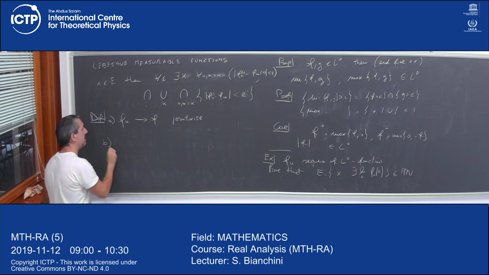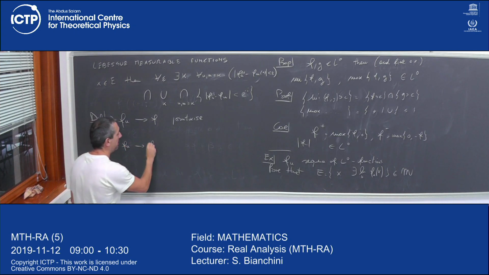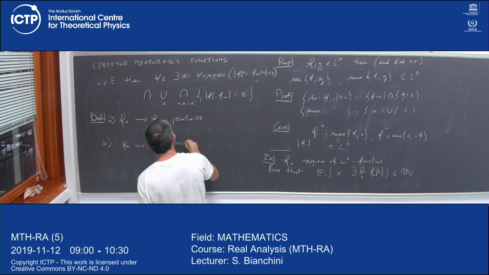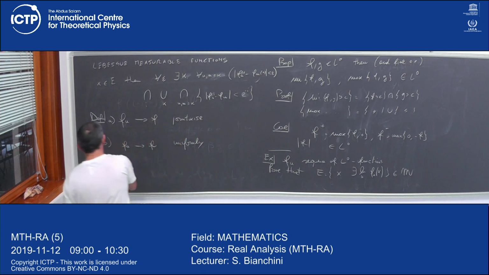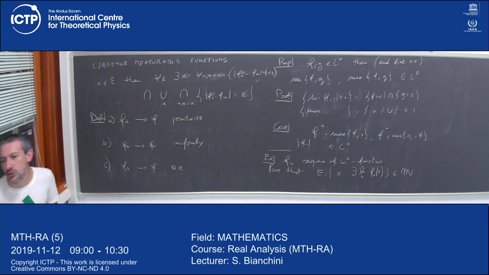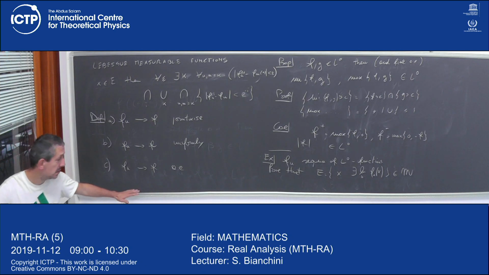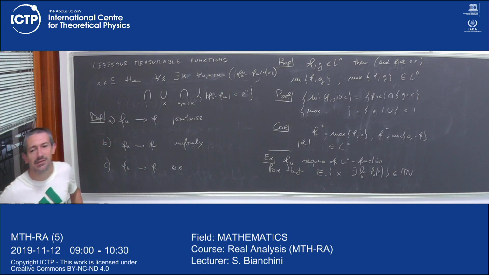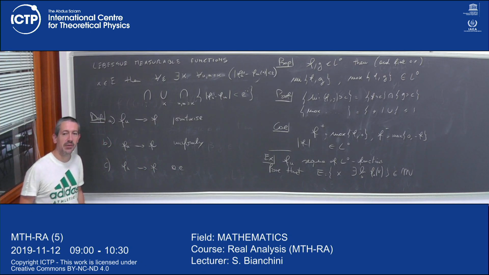Let's have a look. Fn converges to f uniformly, and Fn converges to f Lebesgue almost everywhere. We have these three notions. Let's start. Which is the strongest? What is the last one? Pointwise, almost everywhere. Yes, almost everywhere. Usually I say almost everywhere.